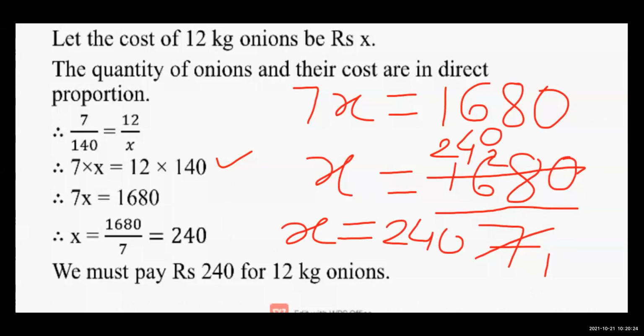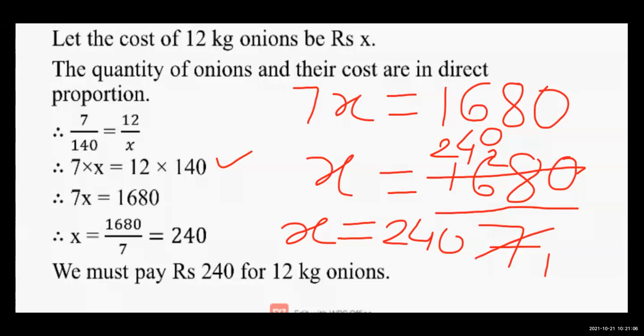7 ones are 7. 7 twos are 14, because there is 16. 2 was left, I carried 2 to the side, it becomes 28. 7 fours are 28, and 0 as it is we have taken. So what is the answer? That is 240. That means 12 kg of onion we are getting for rupees 240. So the last statement should be, we must pay rupees 240 for 12 kg of onion. Clear? How much do you have to pay? You have to pay 240 for 12 kg onion.